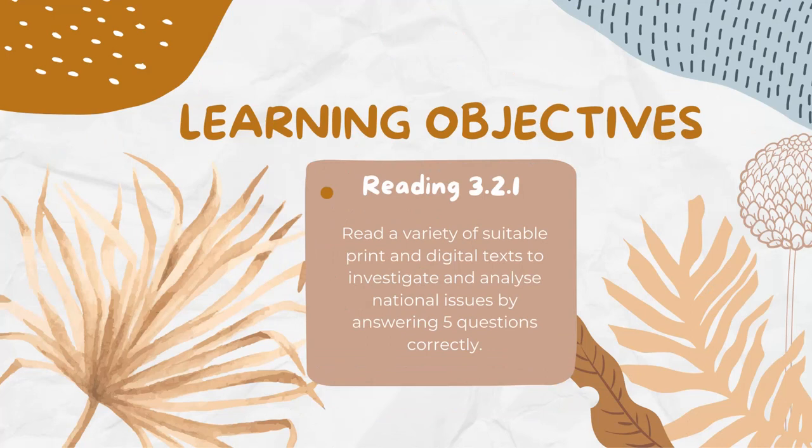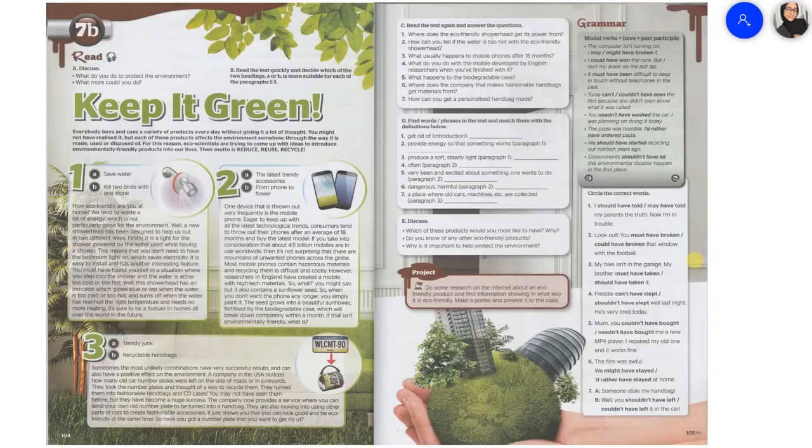So for today's lesson, we are going to practice our reading skill, specifically on reading skill 3.2.1, where you need to read a variety of suitable print and digital text to investigate and analyze national issues by answering 5 questions correctly. So let's go ahead into our lesson. Okay, now open your textbook and turn to page 104 and 105.